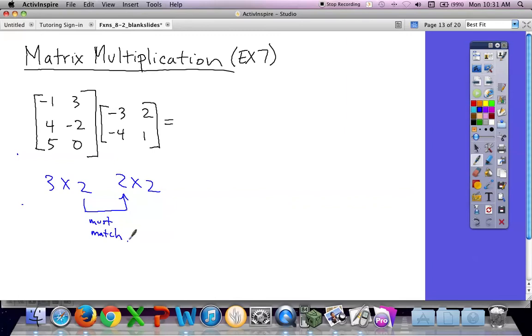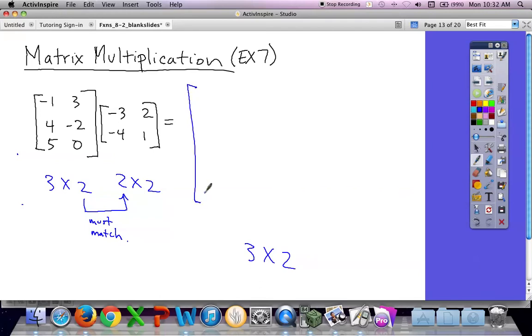Okay, if they do, then your result matrix will have the order of 3 by 2, right? It's this number times this number. So over here, I know I'm going to have a matrix which is a 3 by 2. In fact, let me move that down. 3 by 2.